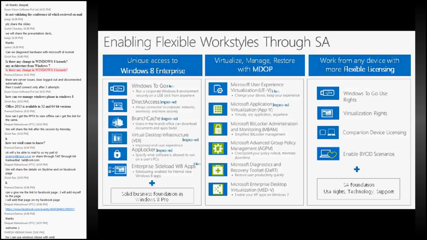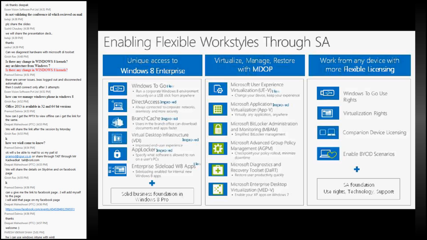Now additionally, through the new companion device license for software assurance, an employee will be able to use Windows to Go on their personal devices at work. Now, the Windows companion subscription is a subscription license. It's a part of Windows as a part of software assurance, right?